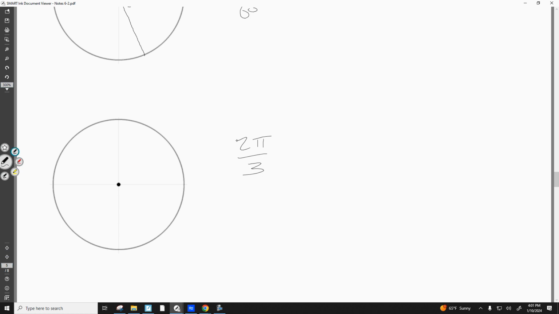What we got to keep in our brain: adding, going past 180, counterclockwise, subtracting clockwise. Beautiful. Pi minus a pi over 3 means we are 60 degrees away from the x-axis in the second quadrant.